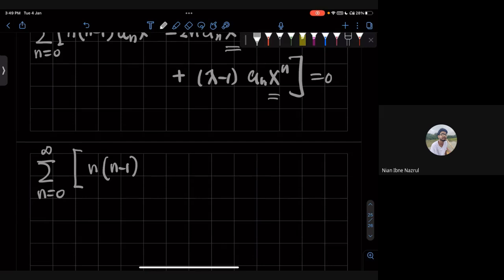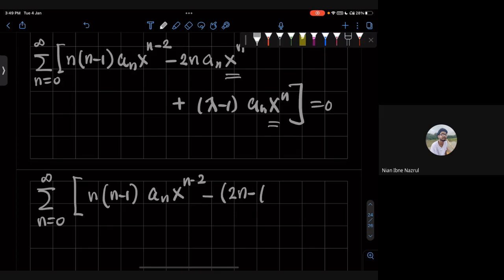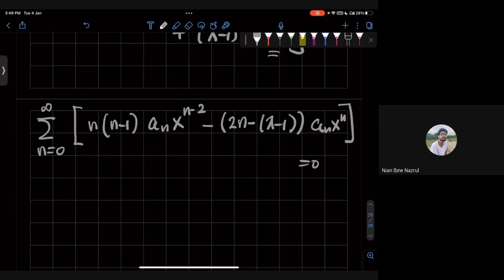So this is a(n+2) x^n minus 2, and then we have minus (2n minus lambda minus 1) times an xn, and this thing equals 0. All right. So now the thing is that we know that the coefficient of all the x powers will be 0, right? Because they're all linearly independent functions. So we basically have x.